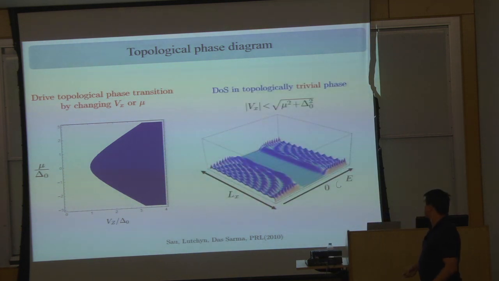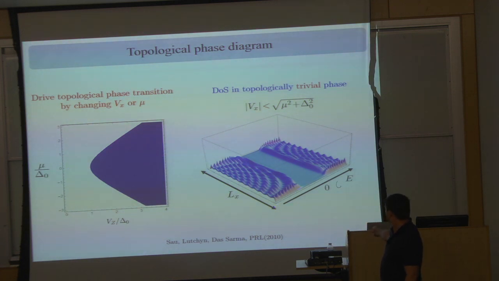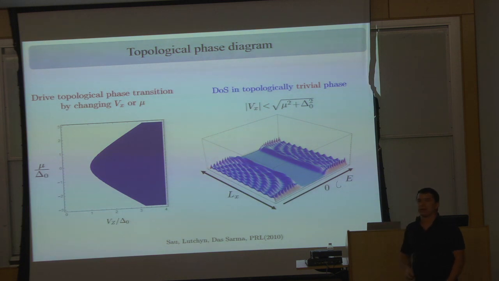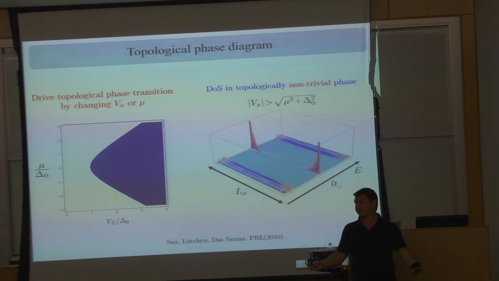And to see that explicitly, we can just solve this Hamiltonian on a lattice and look at the density of states. So if the magnetic field is such that it's here, then what you find, as a function of the length of the system and energy, is that there are no states below the gap anywhere. Okay, so it's just gapped, and these are continuum states. And if you cross this boundary, then you'll find that there are these zero energy, near zero energy states appearing in the system, which are localized at the opposite ends of the wires. Okay, and this is fairly generic.